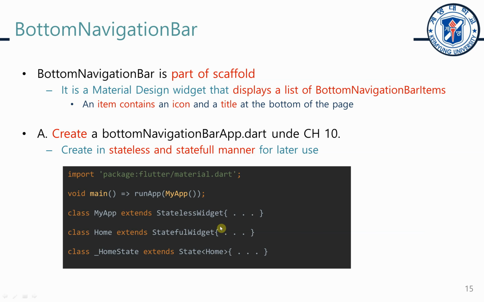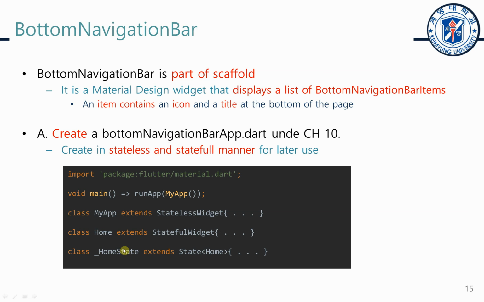Since I showed you last week how to create a class in stateless stateful manner, you go ahead and create the stateless stateful manner with all the code. This dot dot dot means there are some codes in there, so you don't have to write this, okay? There are some codes in here which we'll see a little bit later on. These names can be given by you. For instance, I say my app, you can call it maybe BNB app or bottom navigation bar app, and then this is the bottom navigation bar home, and this is the bottom navigation home state.